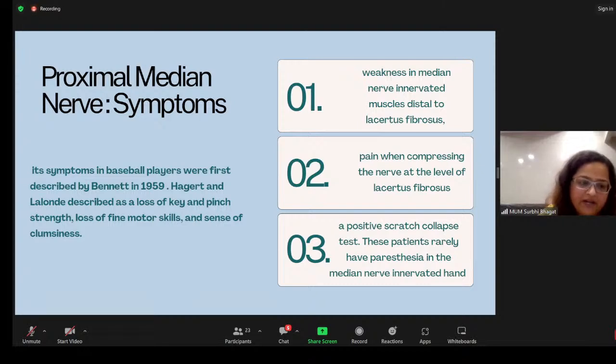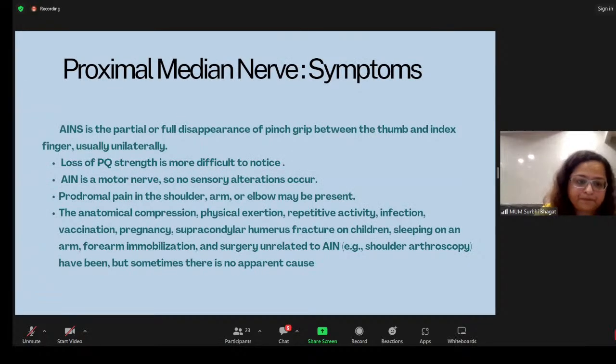They might have dull aching pain. And if it is in the initial stages, they may just have pain and no weakness at all. So it doesn't mean that the median nerve is not compressed. So we have to pick it up early to prevent the neuropathy. So AIN, as I said, is a motor nerve. And there are prodromal symptoms in this, pain also, like it radiates to the shoulder, arm, elbow. It can be aggravated by physical exertion, repetitive activity. Sometimes infection can induce this symptom.